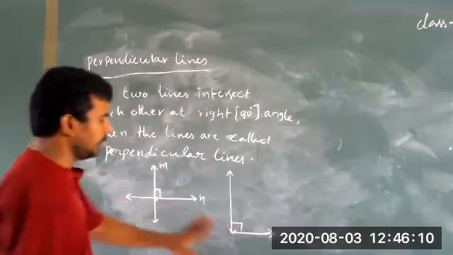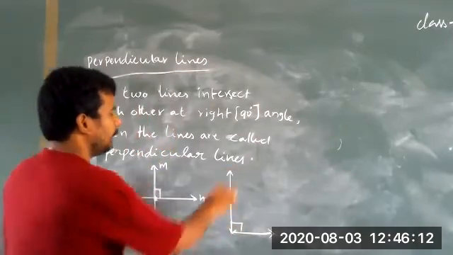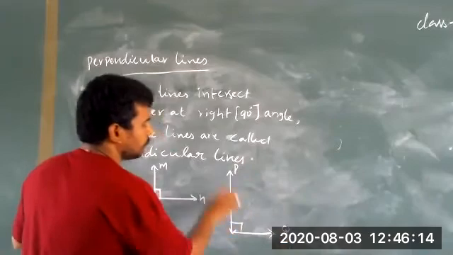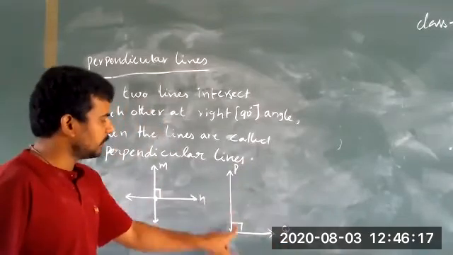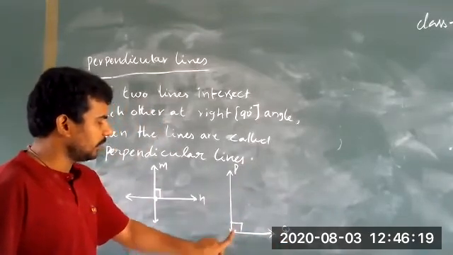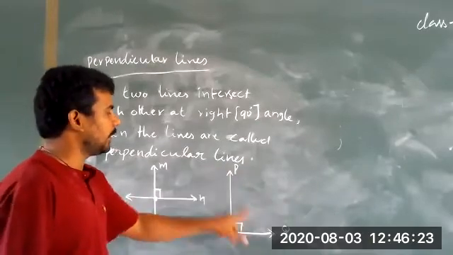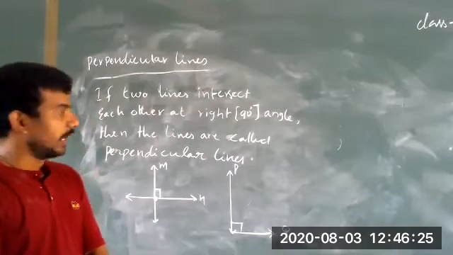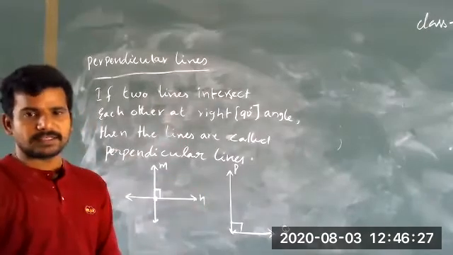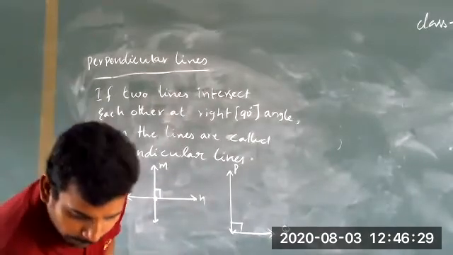Here one angle is formed. These two are the lines P and Q. Here these two lines meet at one point. Here angles are formed, each angle 90 degrees. So we say the lines PQ are also called perpendicular lines. Next, parallel lines.